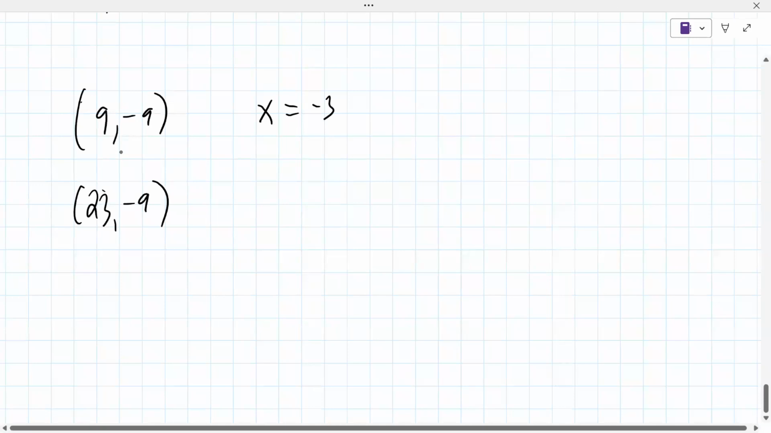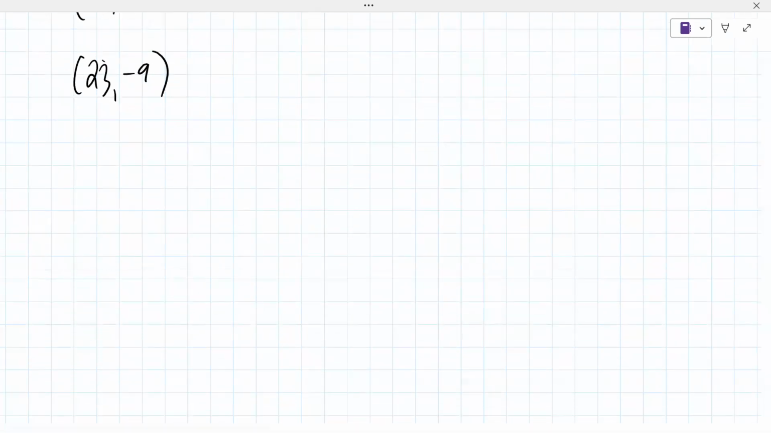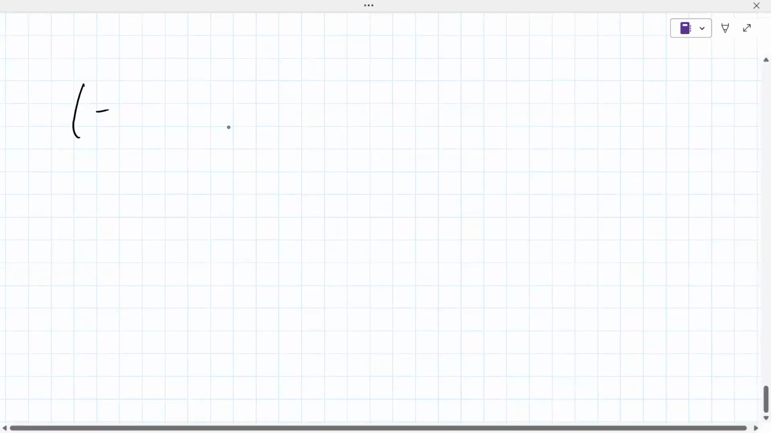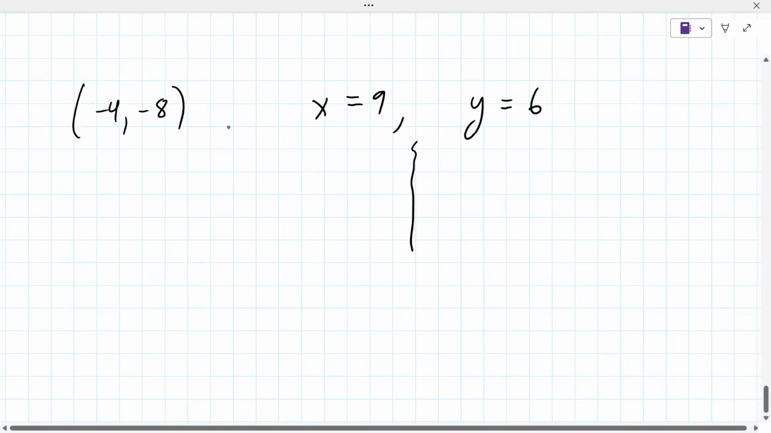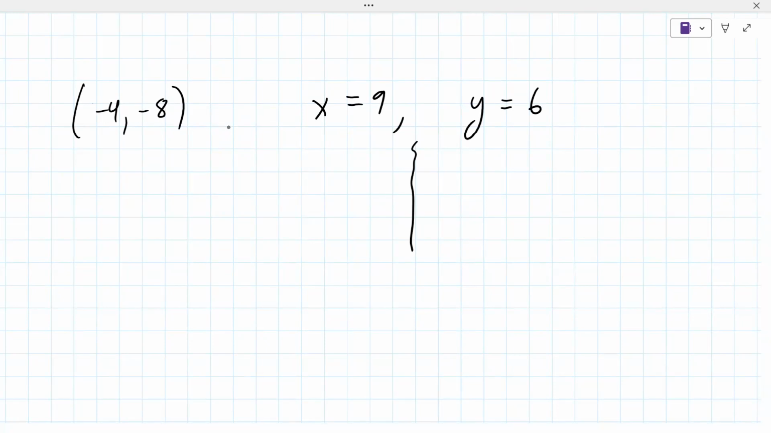All right. So now I could ask you to do two transformations. So I could give you an ordered pair like -4, comma, -8, and say x equals 9, and then y equals 6. Okay. So just do the first one, and then do the second one. You'll notice that only one affects one value, and the other affects the other value.